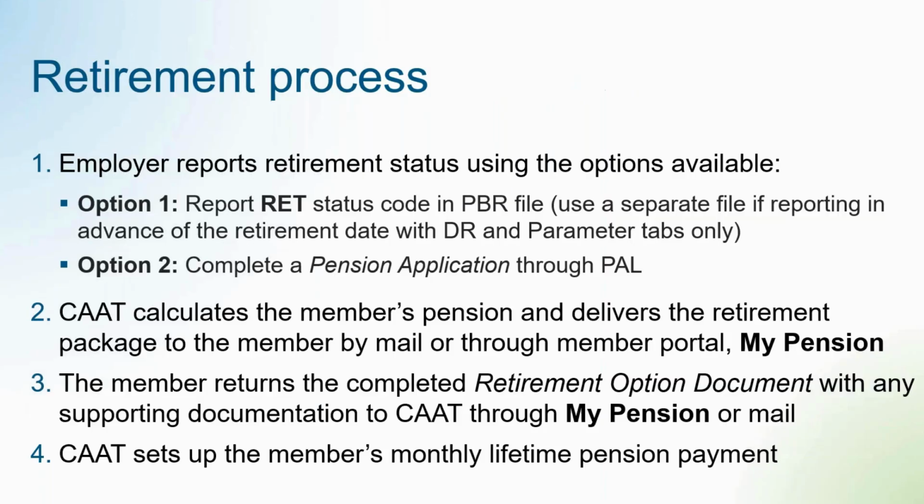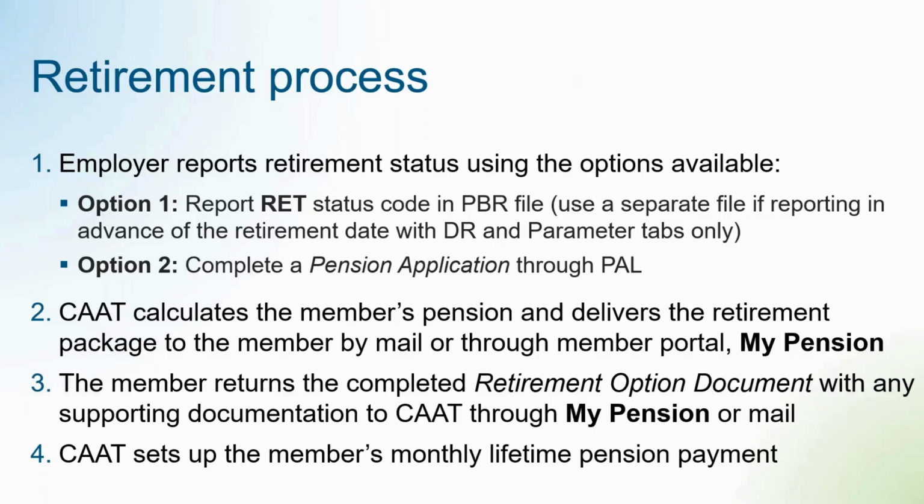This is a high-level overview of the retirement process. Your first step is to report the retirement status to CAT using the options available to you based on your data reporting method. That is, for those using payroll-based reporting, PBR, you have the option to report the RET status code in your PBR file.